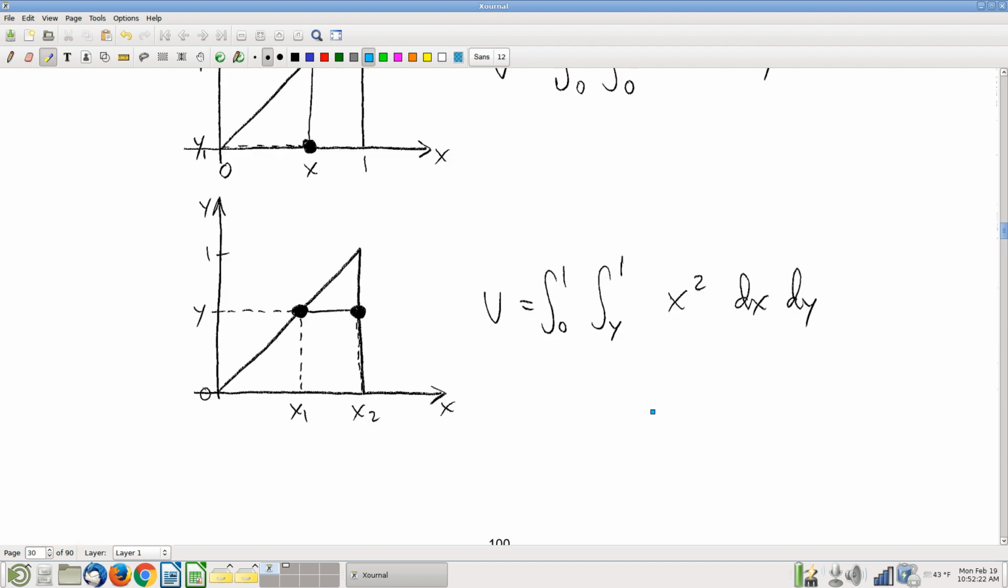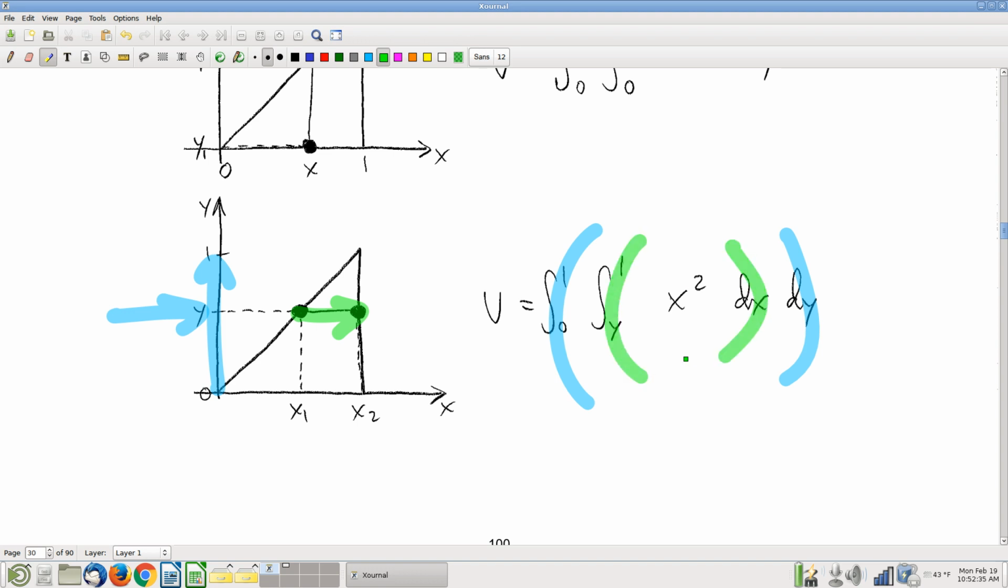Okay. You can do it the other way. Y goes from 0 to 1. I think that's pretty easy to see. And then for a given value of y, x goes from y to 1. Let's talk about where that y comes from.